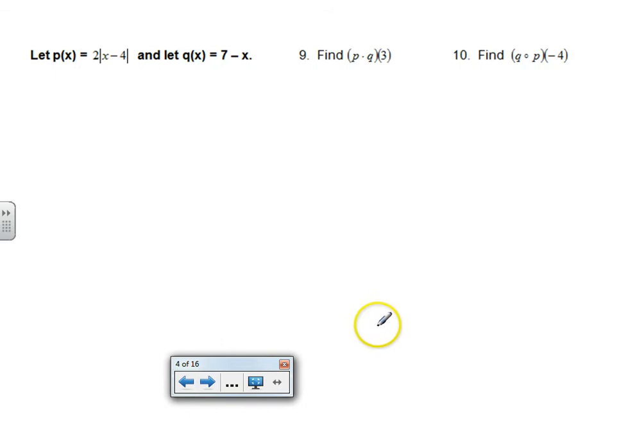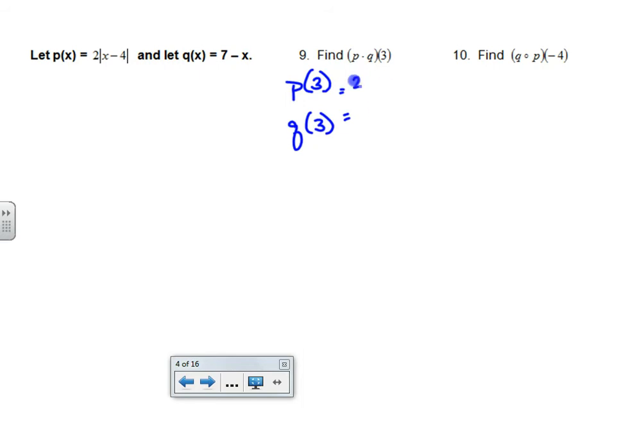Next section gives you two new functions, p and q. And I like this problem because some of you are still confusing multiplication with composition, and here you can see two very different problems side by side so you can understand the difference. Number 9 is a multiplication problem. So you find p of 3, and then you find q of 3, and once you get your answers you will multiply them together, that'll be your final answer.